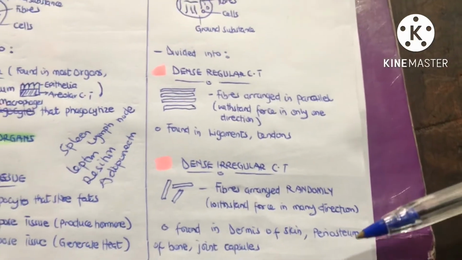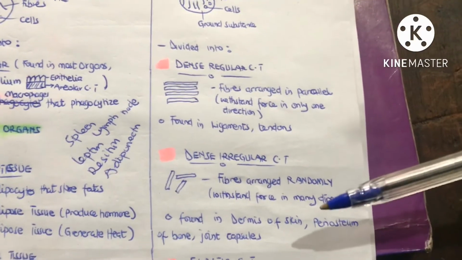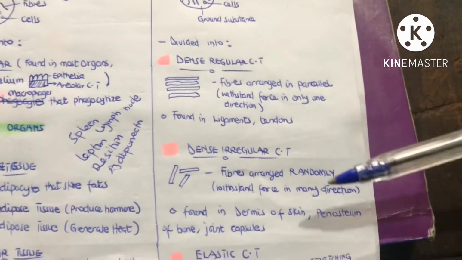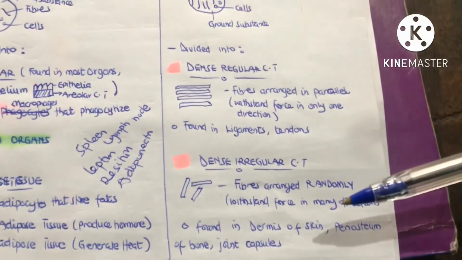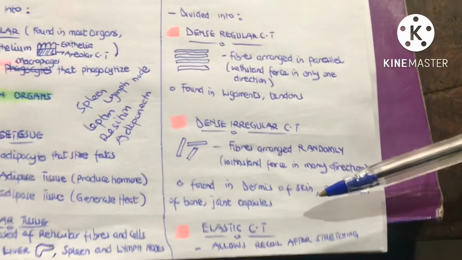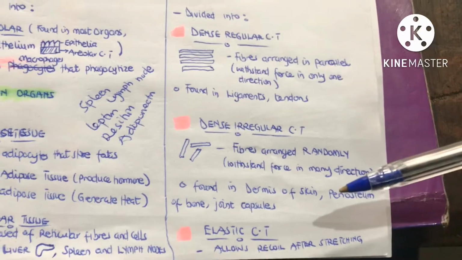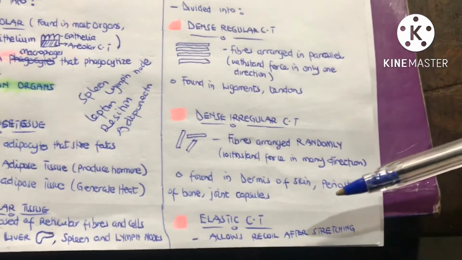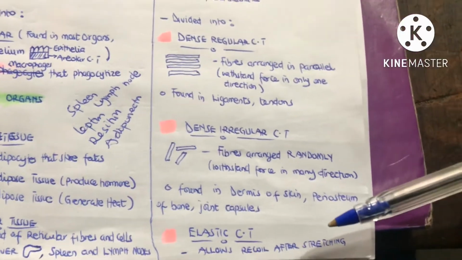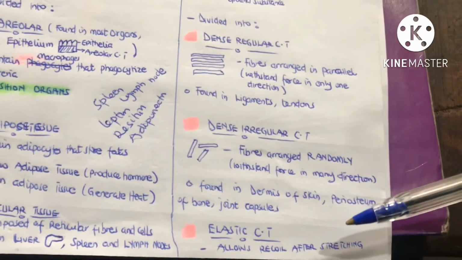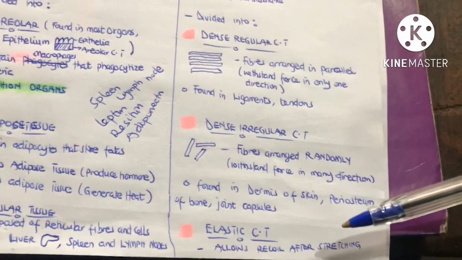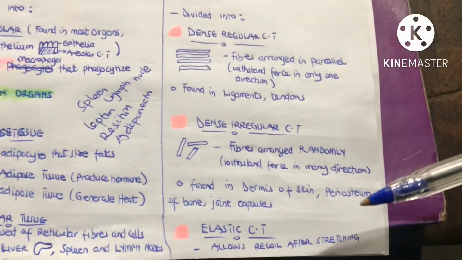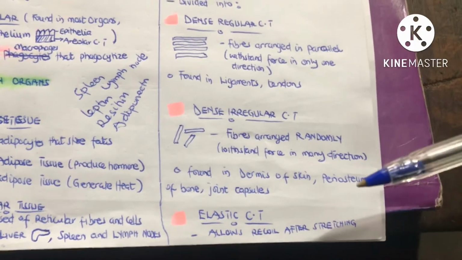The joint capsule. When you take the joint capsule, we have two layers. The outer layer is called the fibrous capsule. The fibrous capsule is a dense irregular connective tissue. You understand? And we have the elastic connective tissue. The elastic connective tissue contains more elastic fibers, and they allow recoil after stretching. You understand? So they can be found in structures like your ear.